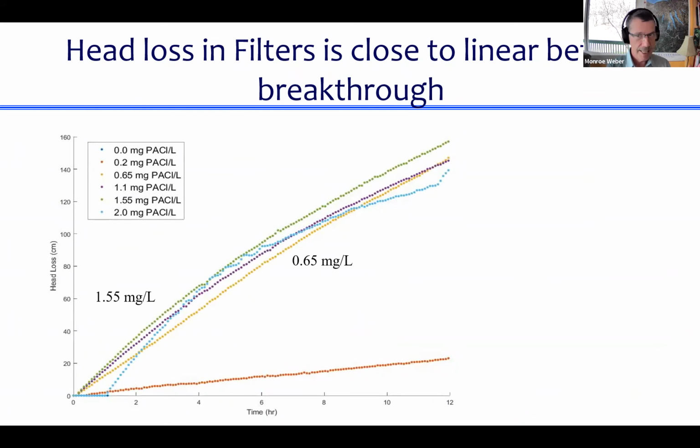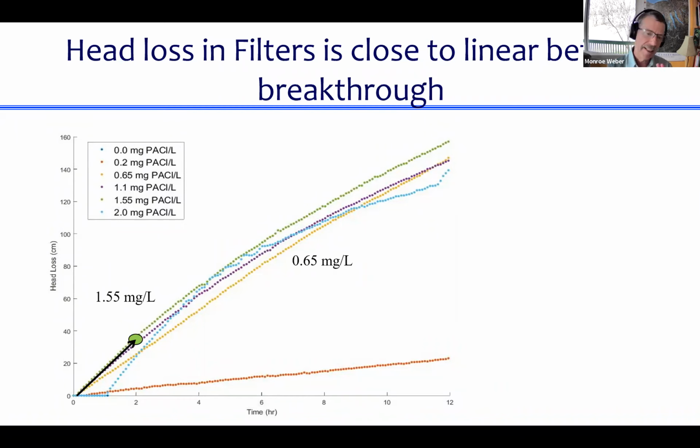Here's another interesting insight. The head loss in the filter, this is the pressure drop or the change in water level between the water going into the filter and where it comes out of the filter, is close to linear before breakthrough. So remember, breakthrough is when flocs start coming out the bottom. So here's the first one for 1.5 milligrams per liter. That green dot marks when breakthrough began happening.